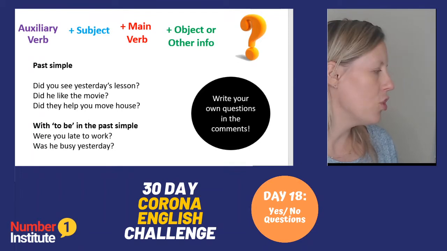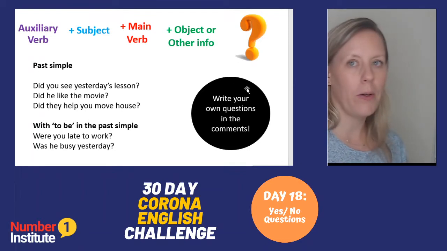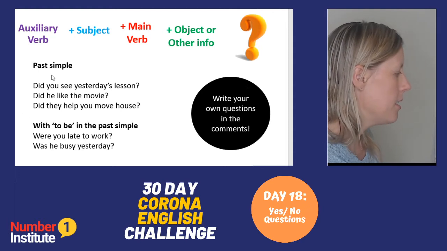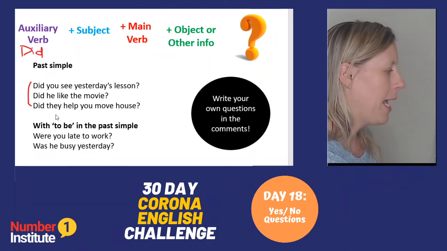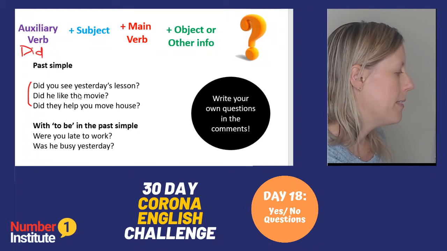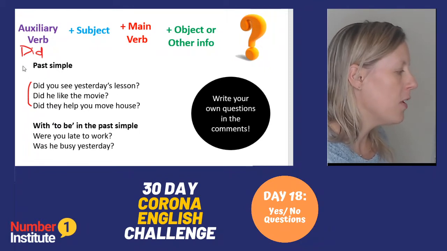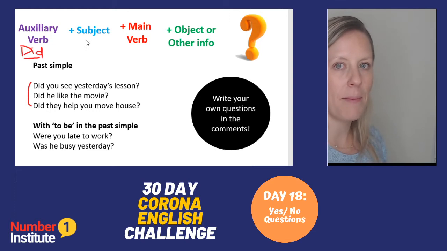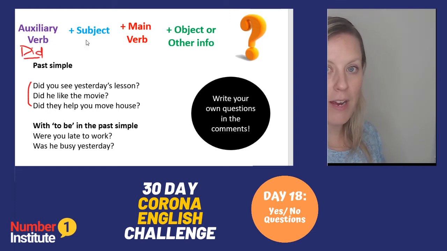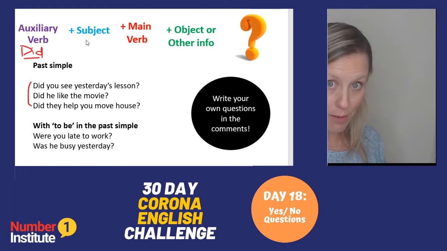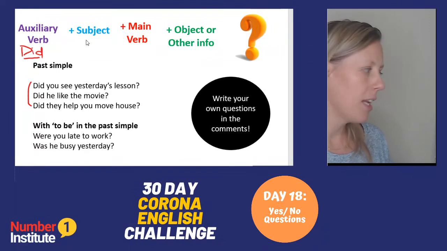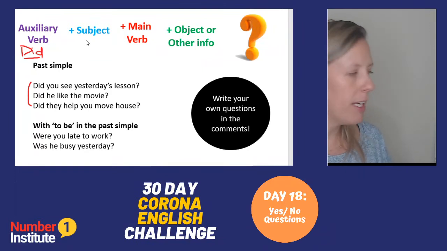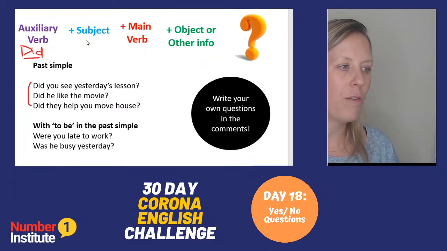All right, so let's go to past simple. Our auxiliary is did. The subject: you, he, they. Main verb: see, like, help. Because did is in the past simple, we don't have to worry about changing the main verb. So: did you see yesterday's lesson? Did he like the movie? Did they help you move house?